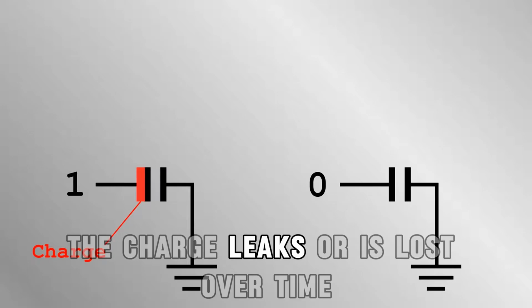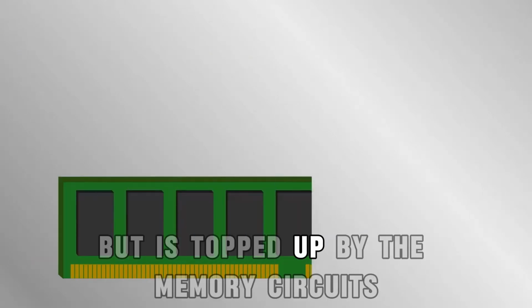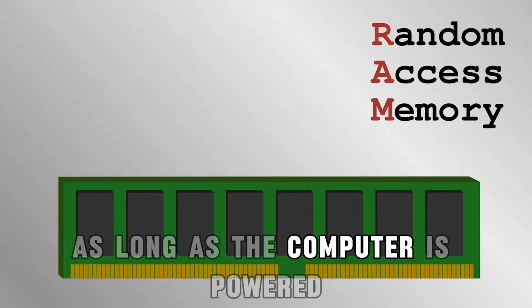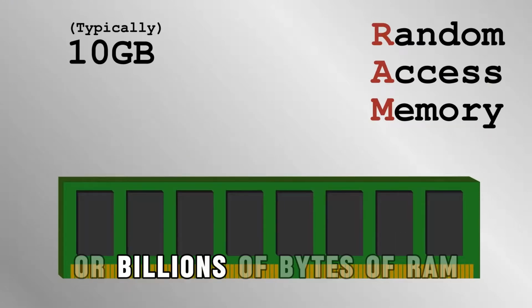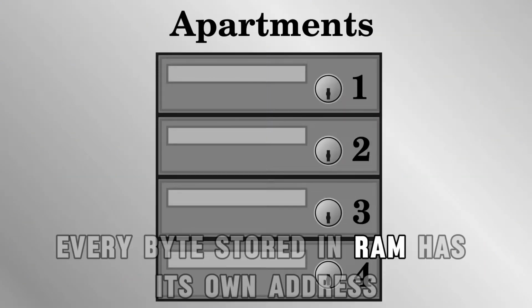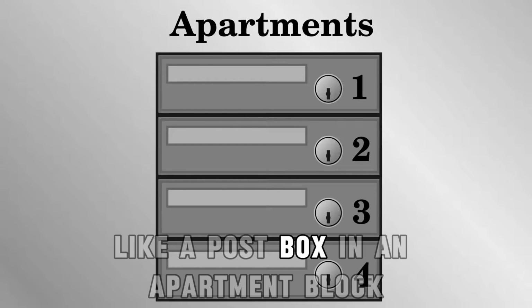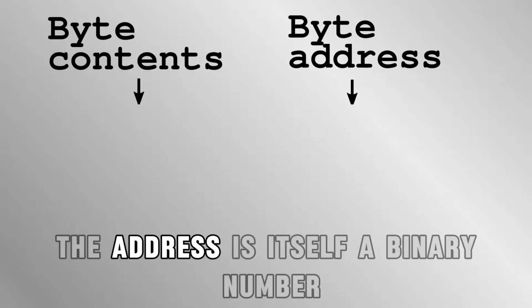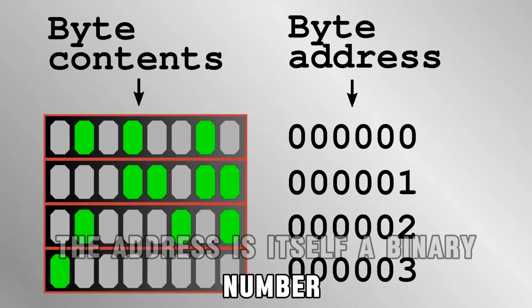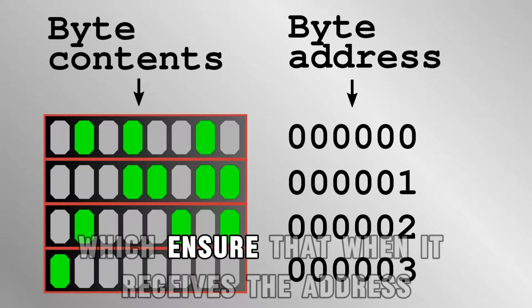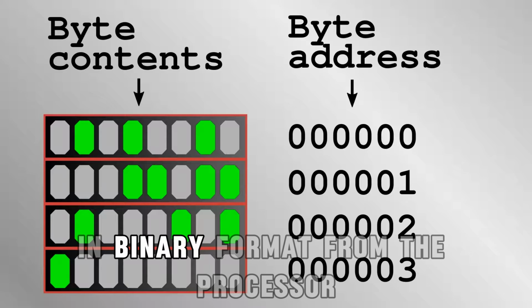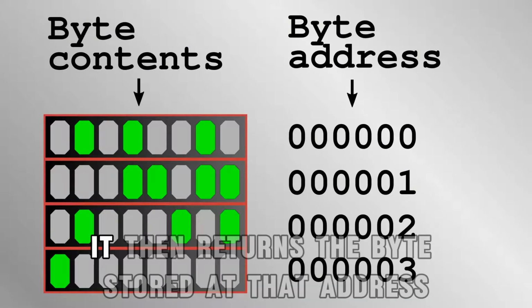The charge leaks or is lost over time, but is topped up by the memory circuits as long as the computer is powered. A typical laptop computer has tens of gigabytes or billions of bytes of RAM. Every byte stored in RAM has its own address, like a postbox in an apartment block. The address is itself a binary number. The RAM has many transistors forming gate networks which ensure that when it receives the address in binary format from the processor, it then returns the byte stored at that address.